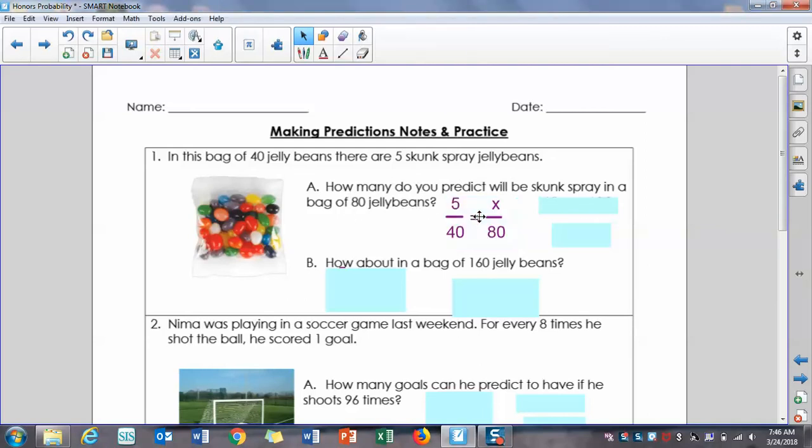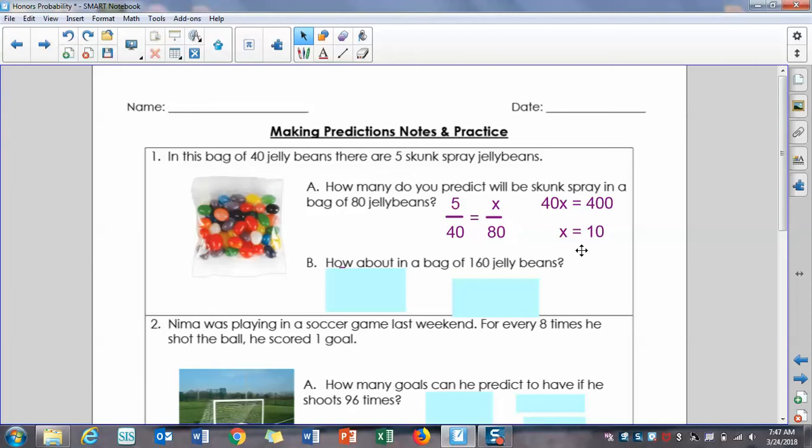Well, we can set up a proportion using the ratio of 5 to 40 from what was stated in the beginning, and set it equal to x, our unknown, to a bag of 80 total jelly beans. Again, we can cross multiply and solve this. We get 40x, and 5 times 80 is 400. When we divide both sides by 40, we get 10 skunk spray jelly beans. Again, we could have easily seen that 40 times 2 gives me 80, so 5 times 2 would give me 10.